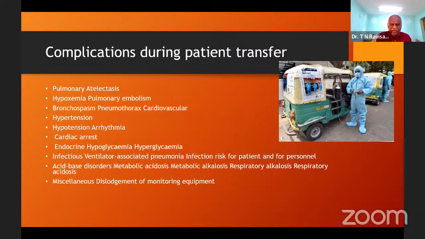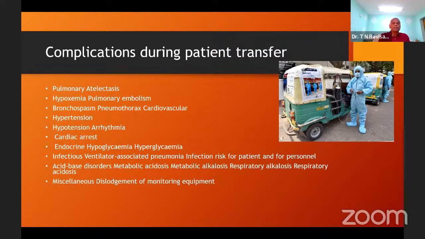What are the complications that can happen during a patient transfer, be it on the road or air? We have already seen what can happen in an air ambulance. When there is a long duration of transfer with no proper AMBU bag available, and if there is no proper person to AMBU, the patient can go into hypoxia, can go into pulmonary atelectasis. The hypoxia could have been a result of a pulmonary embolism, had it not been diagnosed earlier. Bronchospasm, pneumothorax, cardiovascular shock can happen.